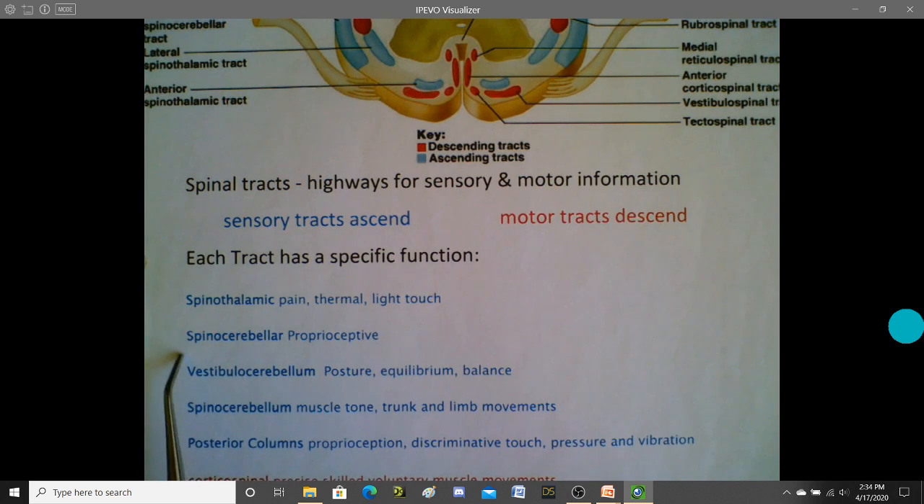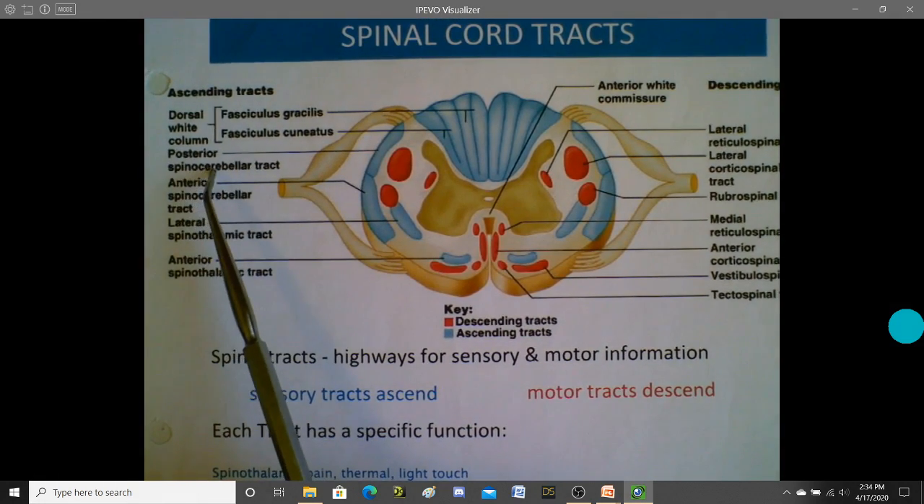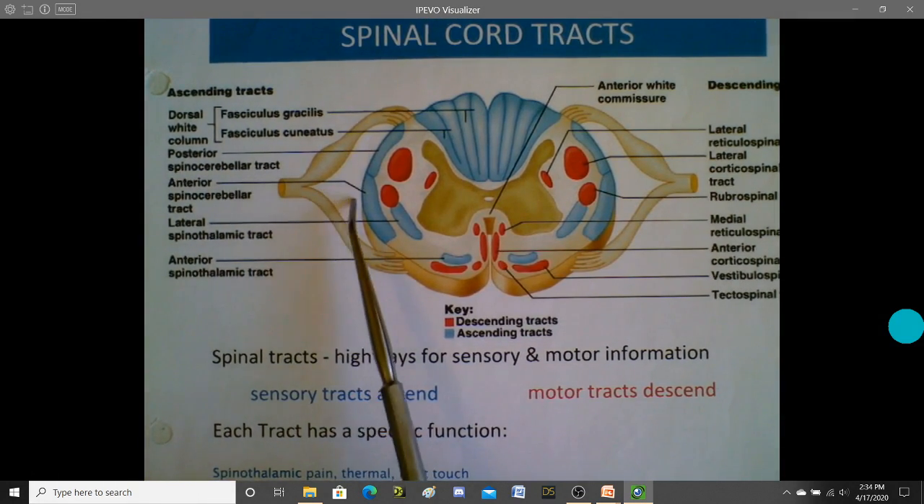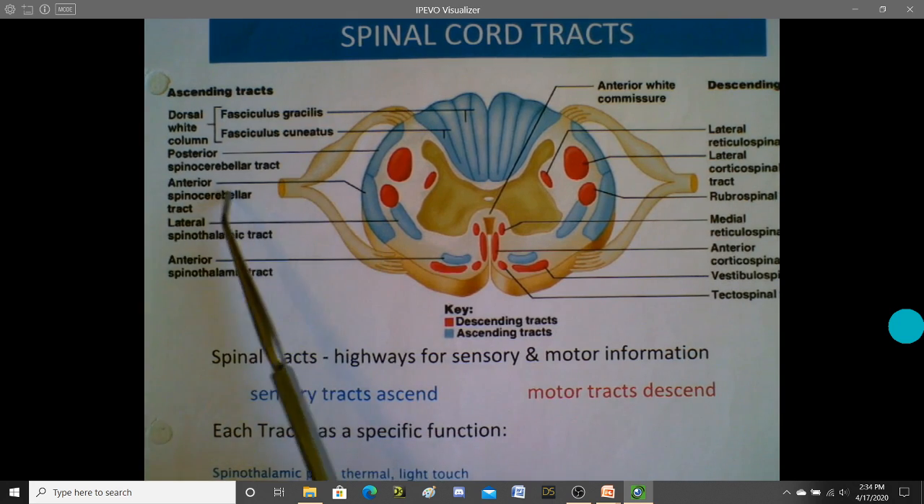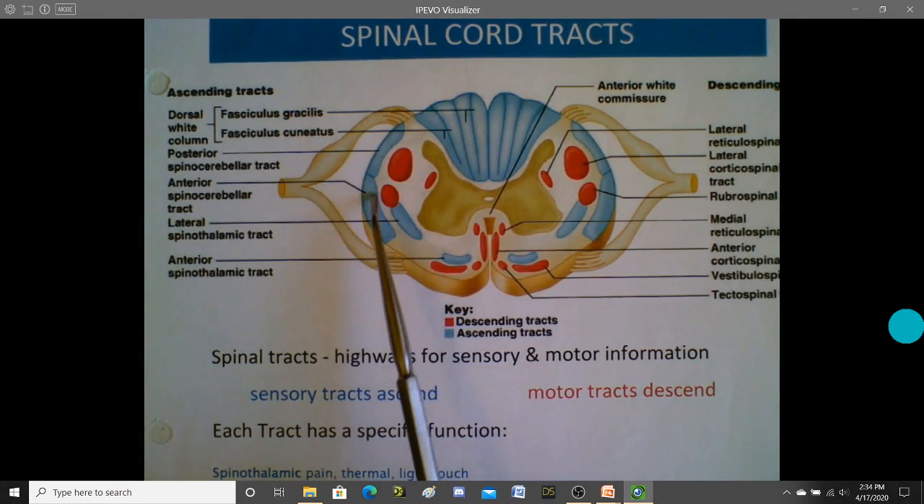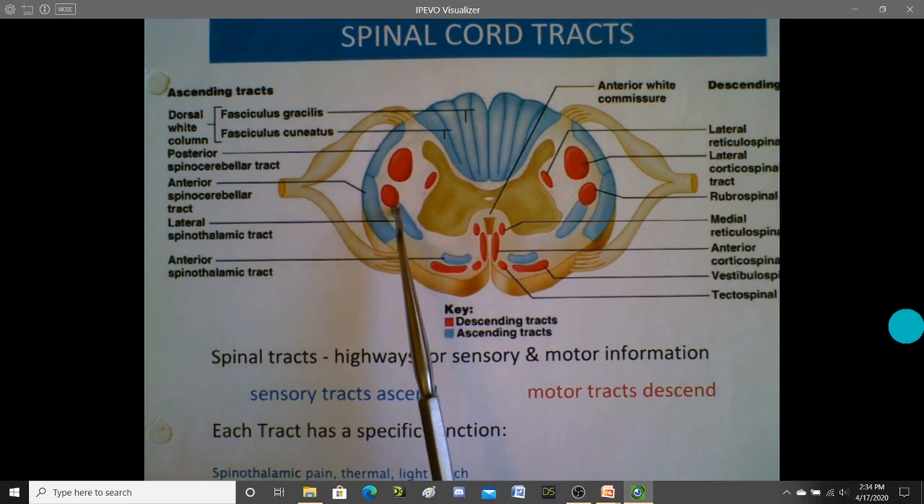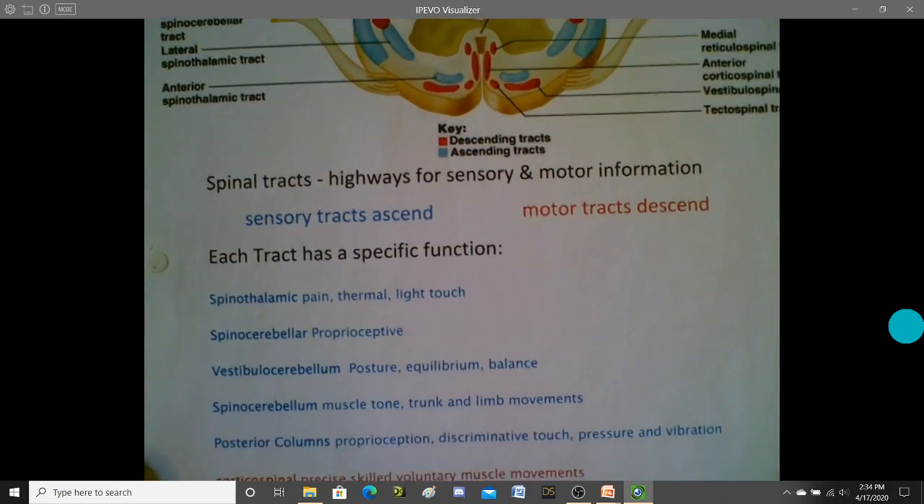Now let's compare that to a different tract called the spinocerebellar tract. Now, if I move down here, spinocerebellar tracts are going to be on the side here. So we've got a tract here on the side that's a spinocerebellar tract. All right. There's another one, the posterior spinocerebellar. So you get the idea. They're in a different location than our spinothalamic tracts. They have a different function.